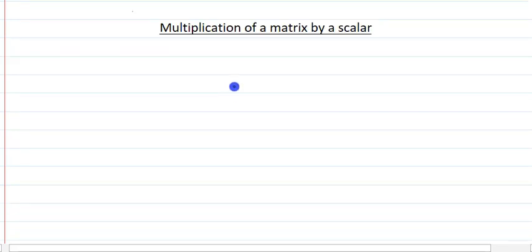Next, now let us discuss the second operation, which is multiplication of a matrix by a scalar. To understand multiplication of a matrix by a scalar, let me take one matrix A equal to this, which is of order 3 by 2. Now, I need to calculate 2A, meaning I need to multiply this matrix A by 2.